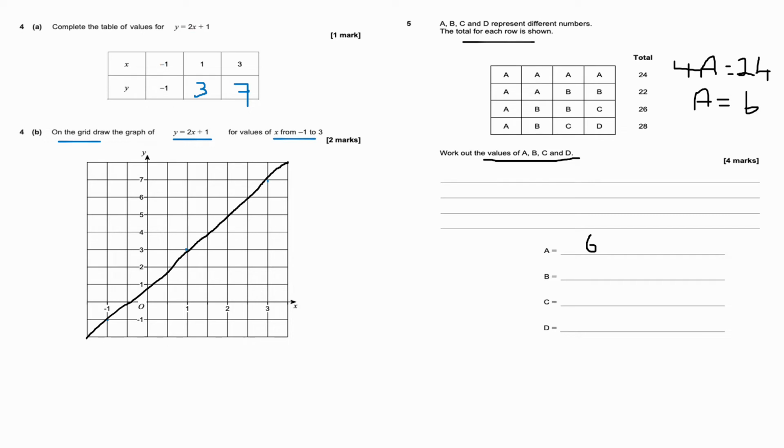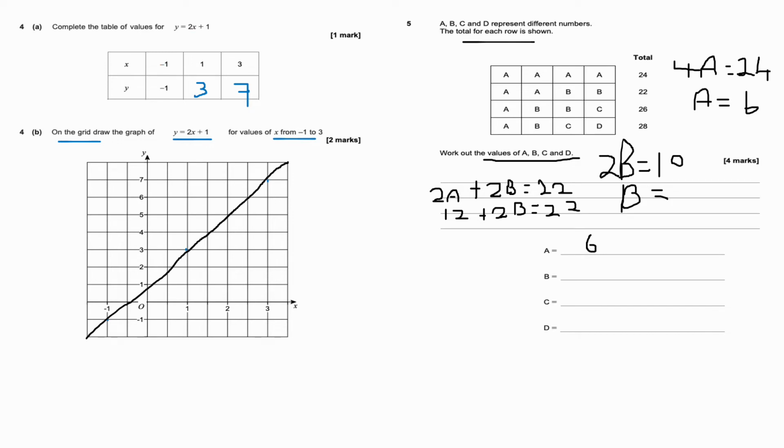The second equation will be A plus B plus B, so it's 2A plus 2B is equal to 22. Subbing in A is equal to 6 into here, 2 times 6 is 12. 12 plus 2B is equal to 22. Take away the 12 from both sides, I get 2B is equal to 10. B is equal to 5. So B is equal to 5.